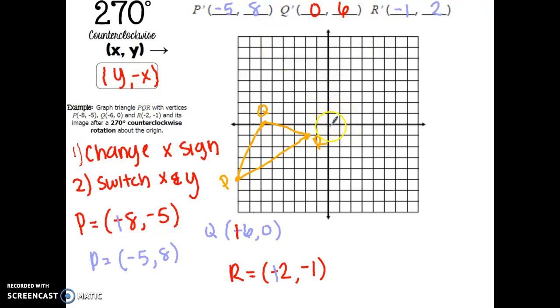Let's plot these points. So that is going to be (-5, 8). So 1, 2, 3, 4, 5, and then we're going to go all the way up to 8. That's P prime. Q prime is (0, 6). And then R prime is (-1, 2). That's R prime. Connect my points. And that is what this figure should look like, rotated 270 degrees counterclockwise.